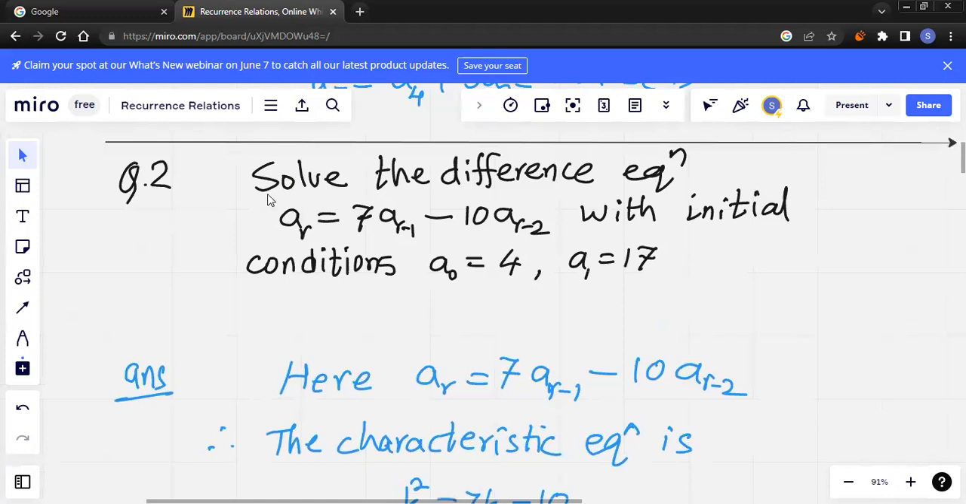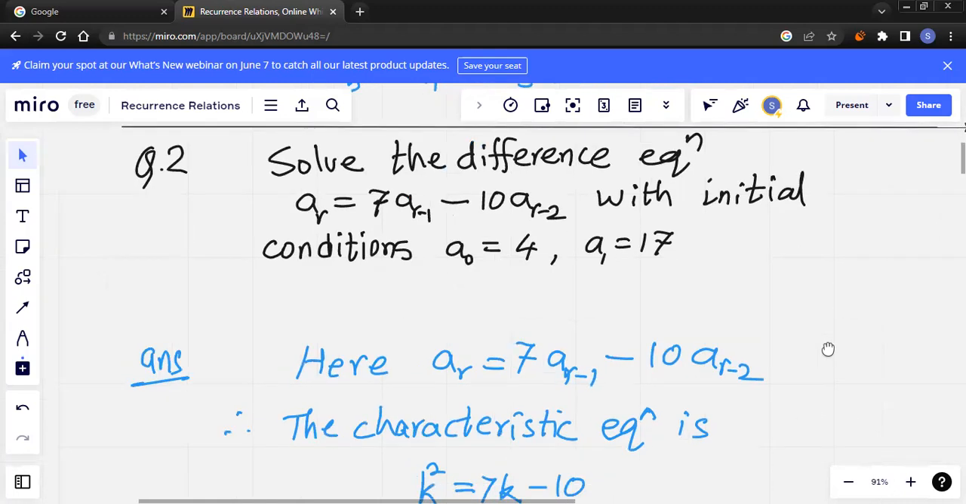This question asks us to solve the difference equation a_r equal to 7a_(r-1) minus 10a_(r-2), with initial conditions a_0 equal to 4 and a_1 equal to 17. What we observe is our rth term depends on the previous two terms. It is 7 times the previous minus 10 times the next previous term. So let us go. We have rewritten the equation.